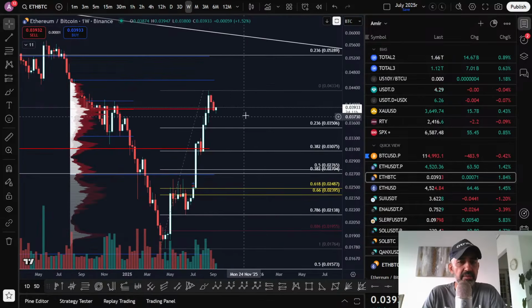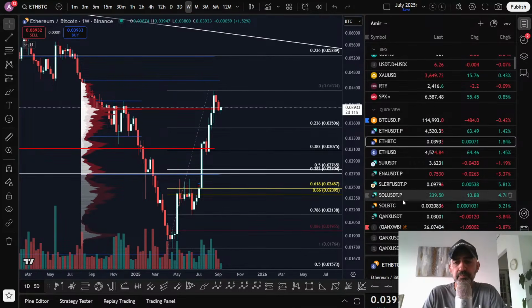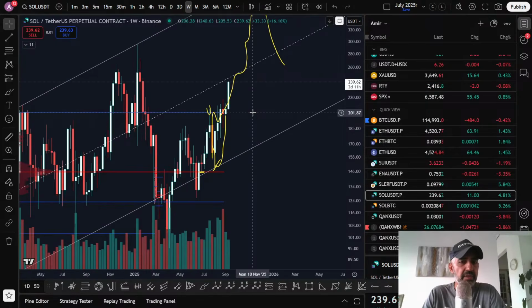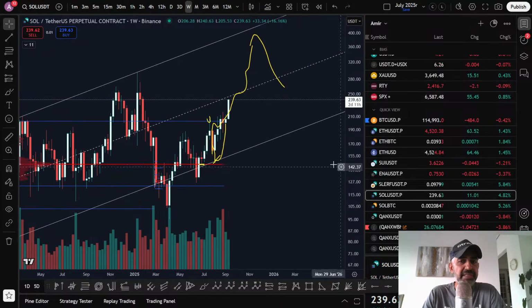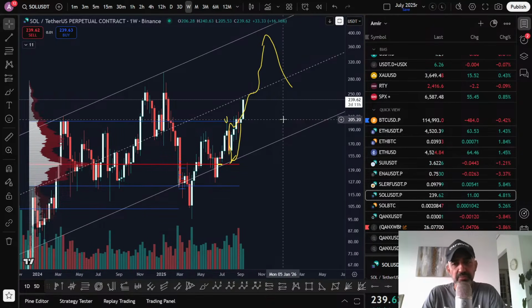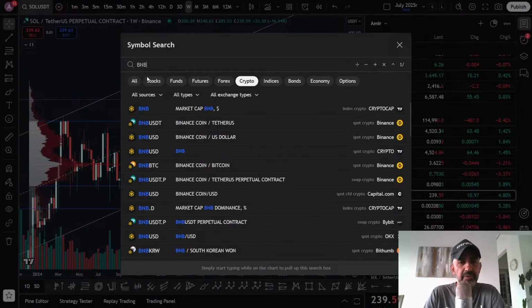ETH BTC. And we're starting to see Solana move as well. This is really interesting because Solana follows ETH in a typical alt season. So ETH moved, now Solana's moving. I think BNB was moving as well. Let's have a look at BNB.